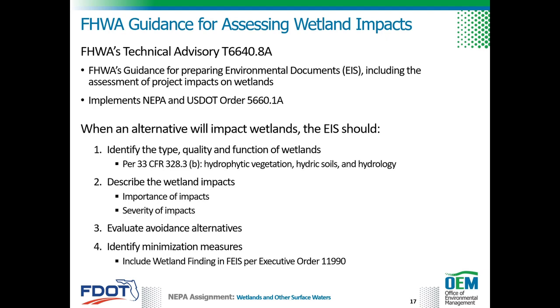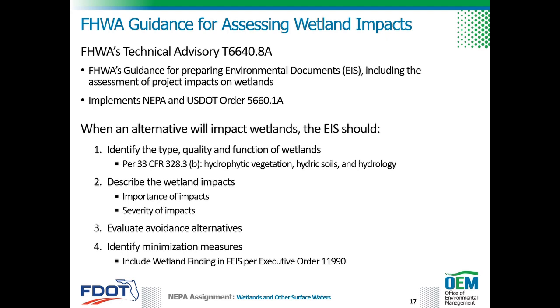The advisory stipulates that the environmental document for an environmental impact statement, or EIS, or an environmental assessment called an EA, where wetland impacts may be significant, should identify the type, quality, and function of wetlands involved. The wetlands should be identified in accordance with 33 CFR 328.3b, which requires the presence of hydrophytic vegetation, hydric soils, and wetland hydrology.